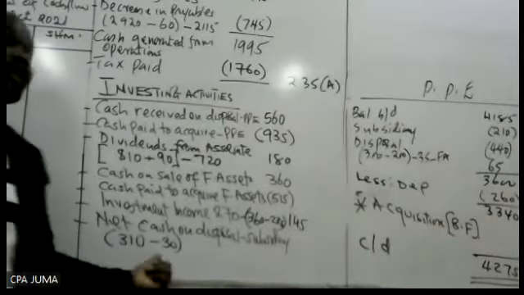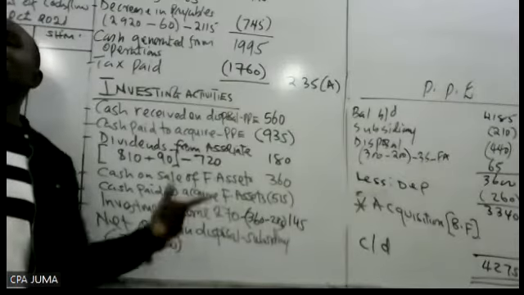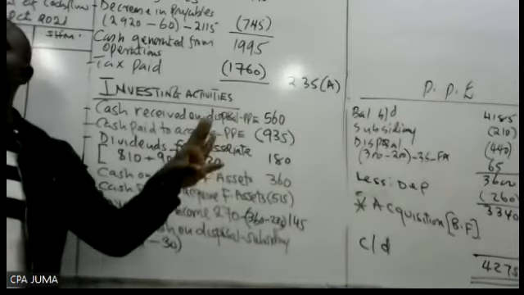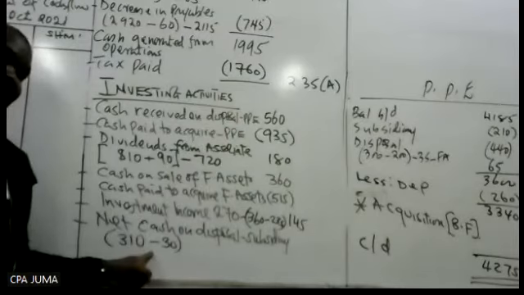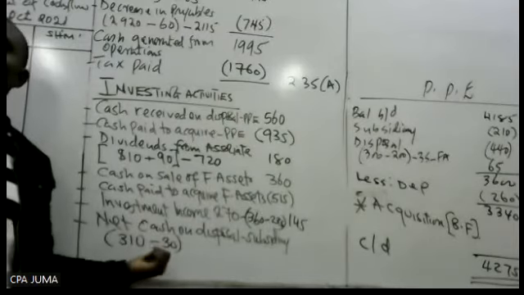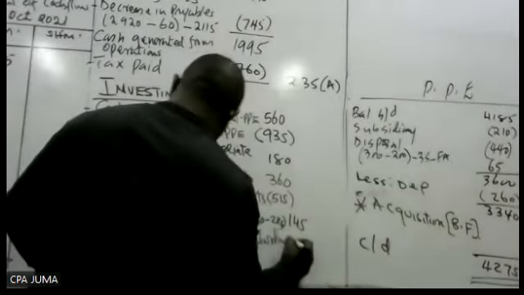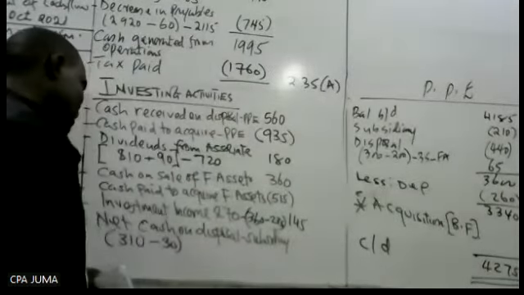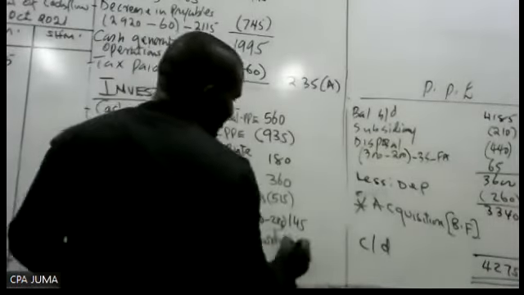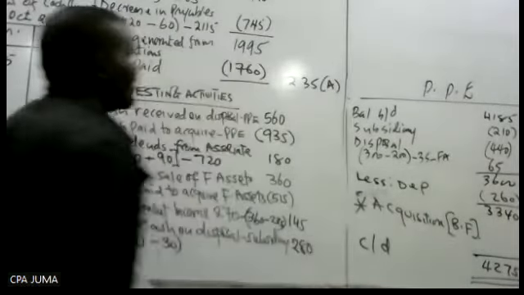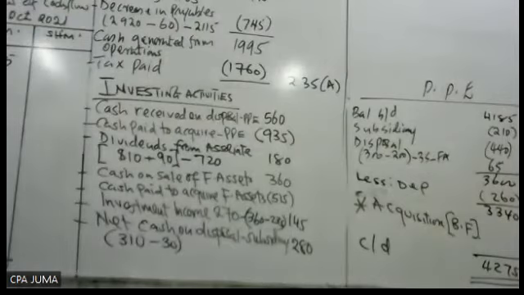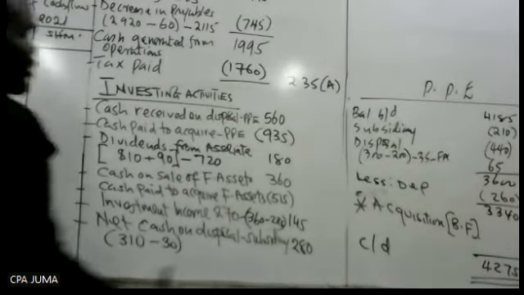So if you get overdraft you add. If you leave them with a debt to go and pay, so you get overdraft, you add. If it is cash available you do what? You subtract. How much? 310 minus 30 is 280. That is the net cash. We are done. That is how you do investing.